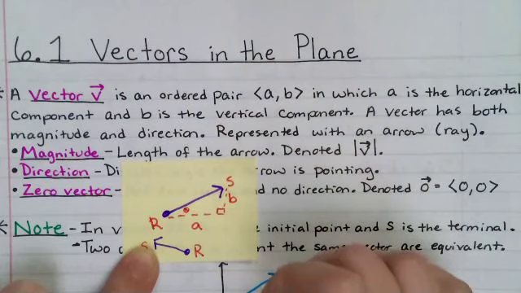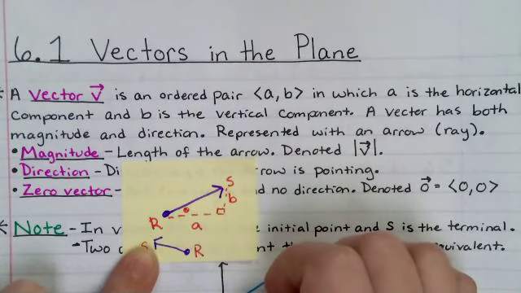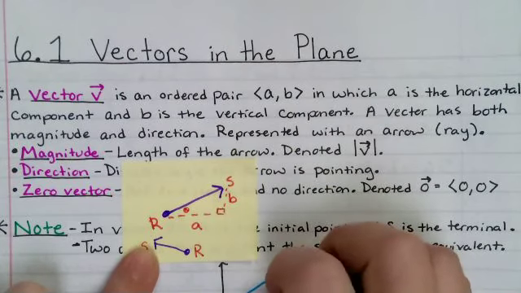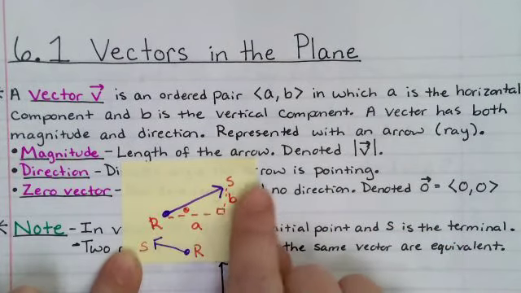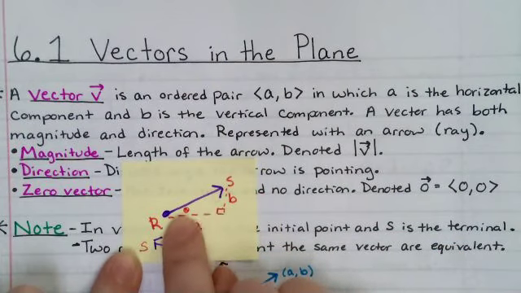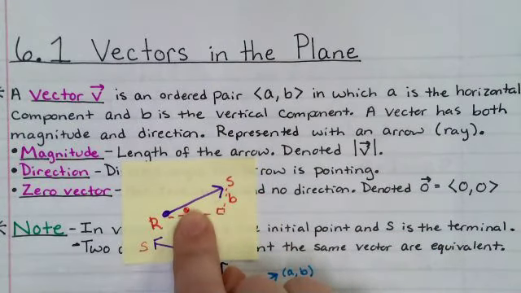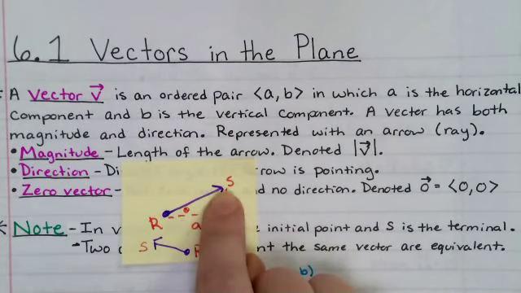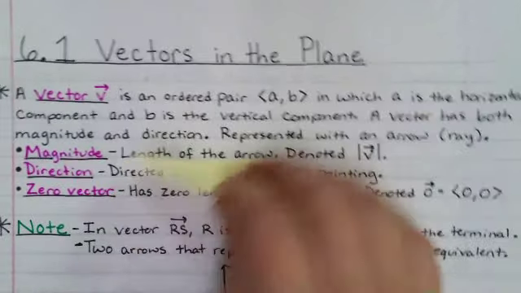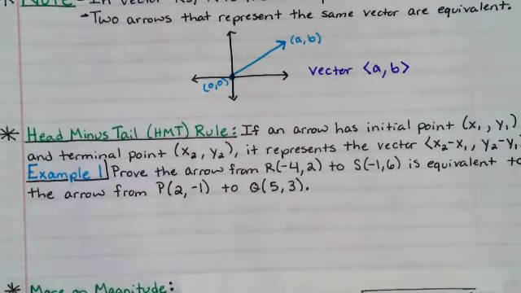But what if you don't know a and b? What if instead, like our last problem, we were given the initial and terminal sides? What if we were given the point R and the point S? How would you find the length of this? And that goes back to a geometry thing, finding the length of a segment, right? And that would be by using the distance formula. So you have two options here: Pythagorean theorem if you know your components, or distance formula if you know the initial and the terminal points.